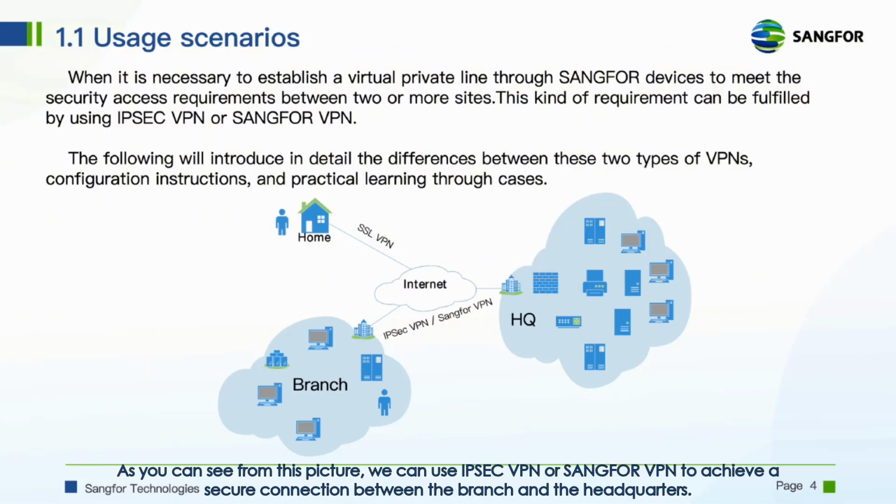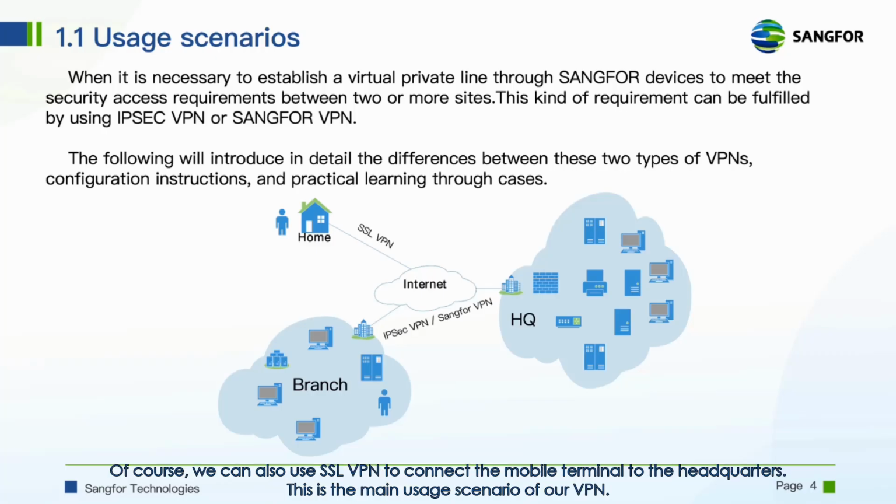As you can see from this picture, we can use IPSec VPN or Sangfor VPN to achieve a secure connection between the branch and the headquarters. Of course, we can also use SSL VPN to connect the mobile terminal to the headquarters. This is the main usage scenario of our VPN.